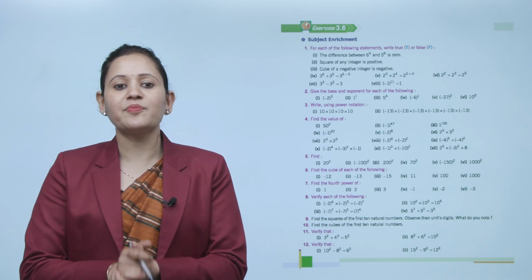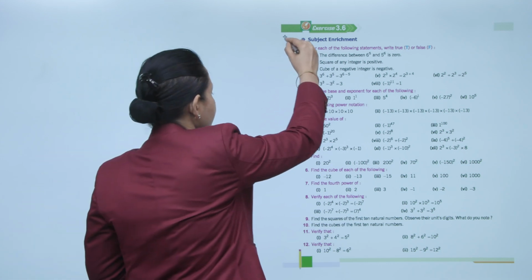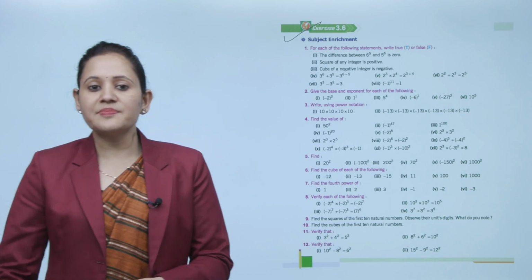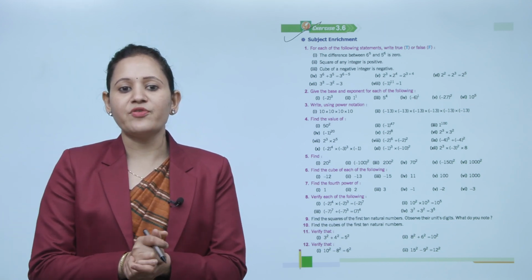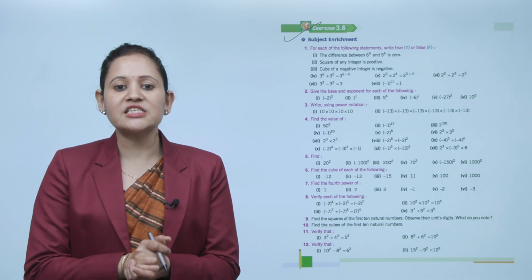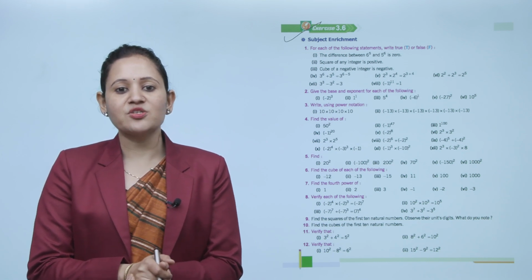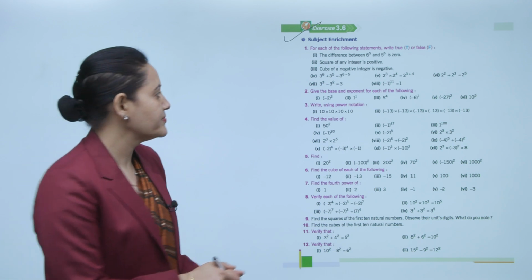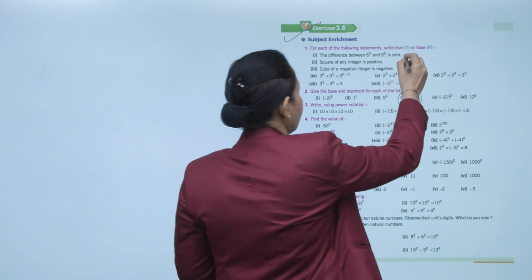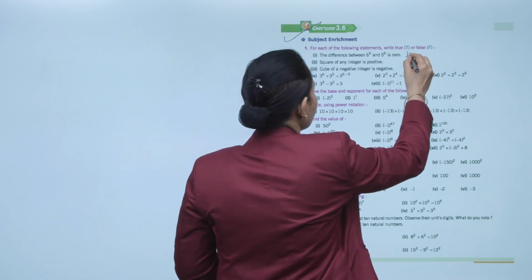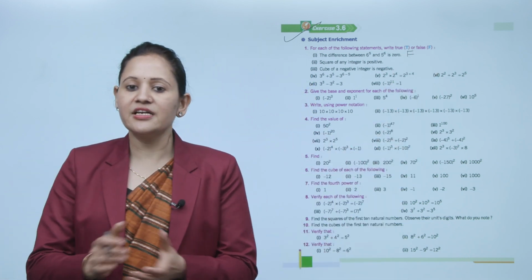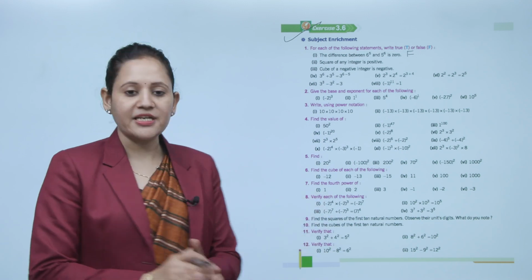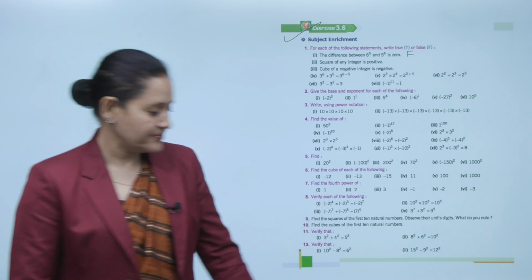Next is exercise 3.6. Subject enrichment. For each of the following statements, write T for true and F for false. The difference between 6 to power 5 and 5 to power 6 is 0. That is false. Clear? So we'll write F for it. You have to practice all the questions here.